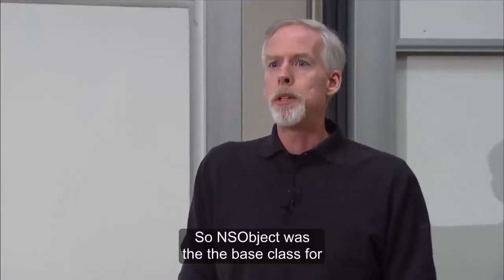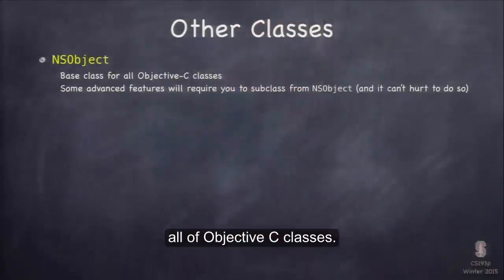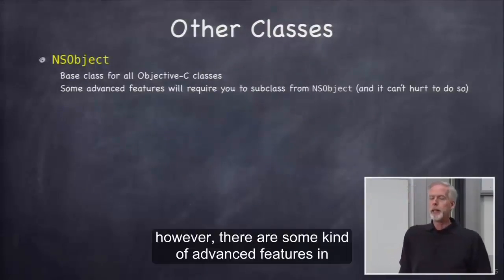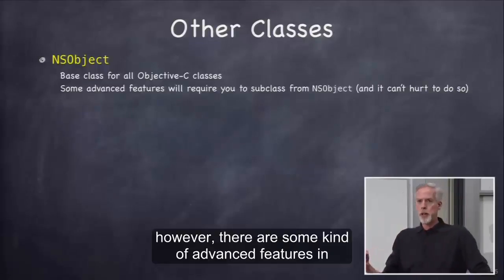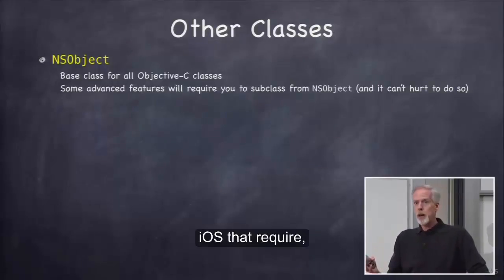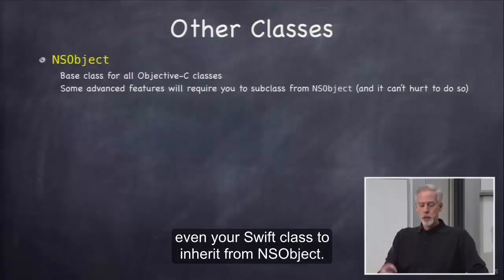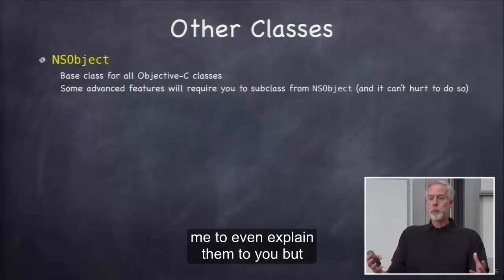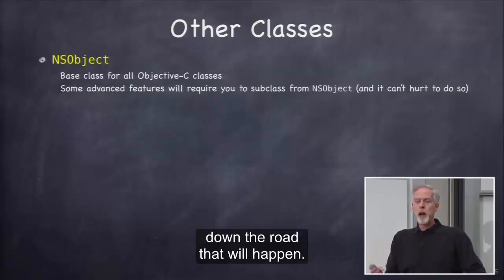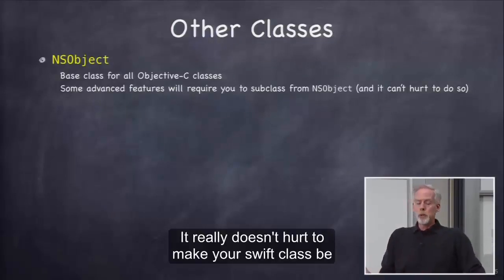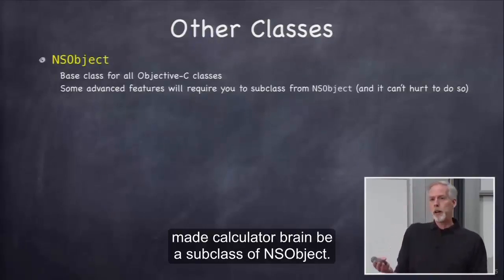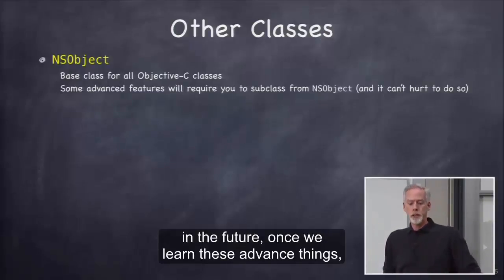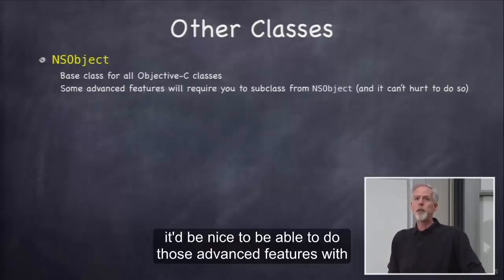NSObject was the base class for all Objective-C classes. In Swift, we don't really have a base class for all Swift classes. However, there are some advanced features in iOS that require even your Swift class to inherit from NSObject. I can't really talk about them because there are other things you need to know for me to even explain them to you, but down the road that will happen. It really doesn't hurt to make your Swift class a subclass of NSObject, so we could have made CalculatorBrain a subclass of NSObject. It wouldn't have hurt, and in the future, once we learn these advanced things, it'd be nice to be able to use those advanced features with CalculatorBrain.